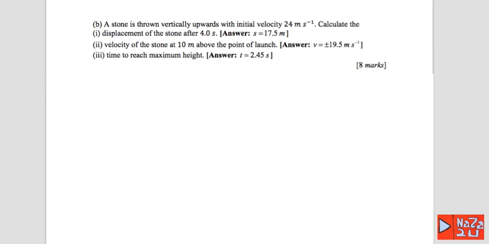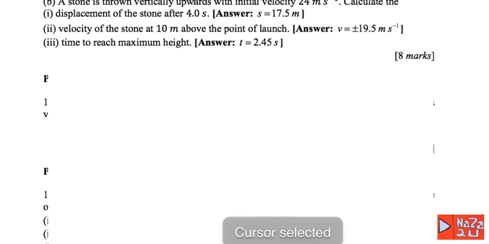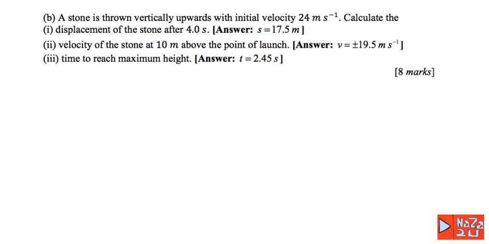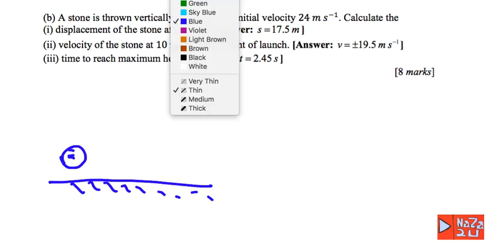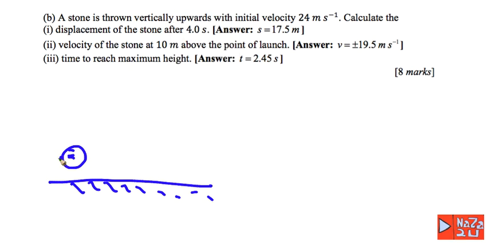Continue to number B. B, a stone thrown vertically. Let's say this is the ground surface, and you have the stone or object thrown upward. So you throw it upward with the initial velocity of 24 meters per second. This is the initial velocity, right?